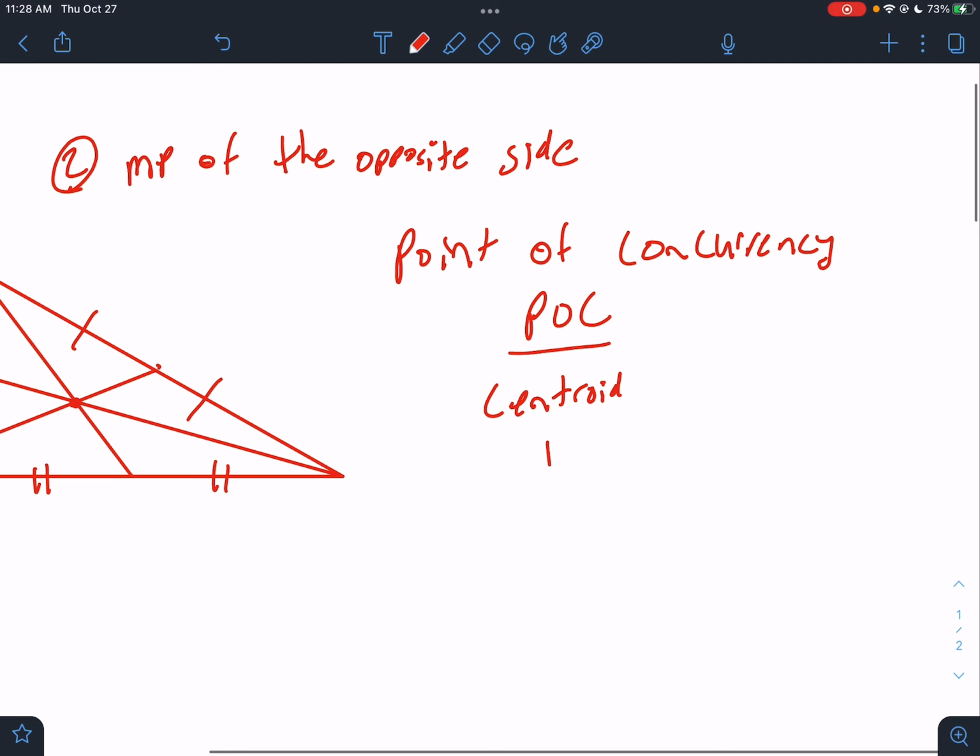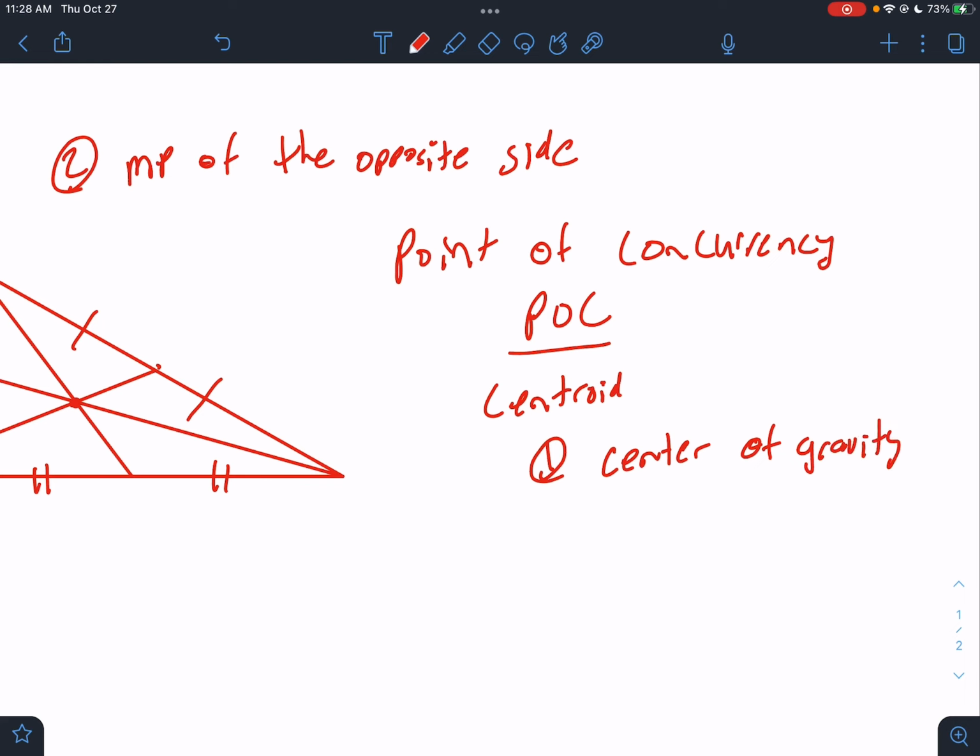But the centroid has two special properties, and you have to know them both. It is the center of gravity. Now, we're not going to do anything with that other than you just need to know that property. So a test question might say, which point of concurrency is the center of gravity? Well, that answer would be centroid. The other thing it does is it splits the median 1/3, 2/3.